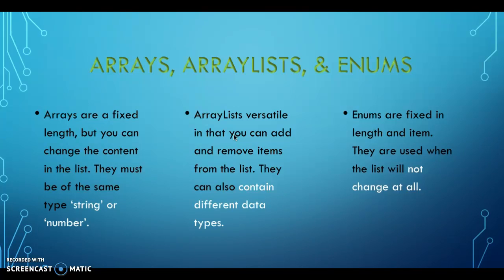Array lists are versatile in that you can add and remove items from the list. They can also contain different data types. Enums are fixed in length and item. They are used when the list will not change at all.